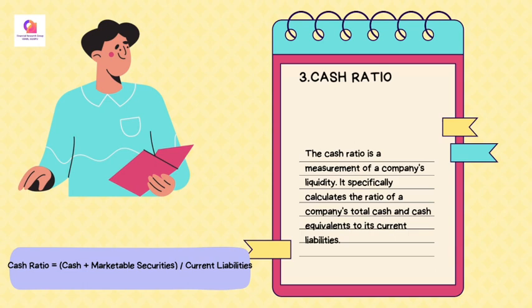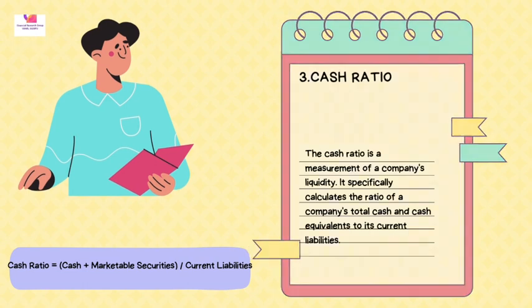You can think of a current ratio, quick ratio, and cash ratio as easy, medium, and hard assessments of liquidity, respectively. Cash ratio is equal to cash plus marketable securities upon current liabilities.